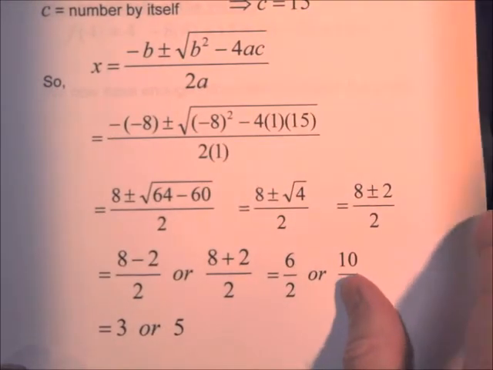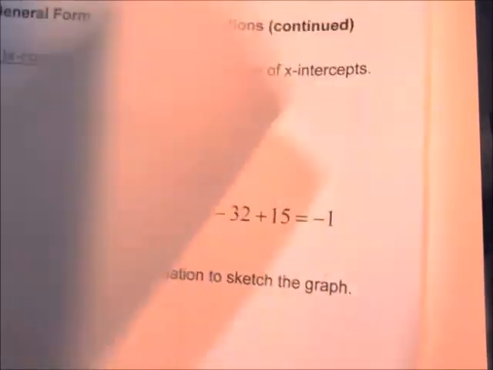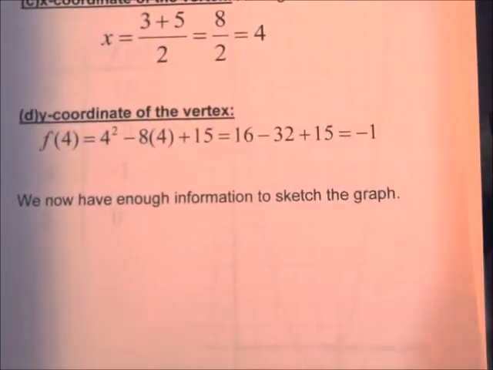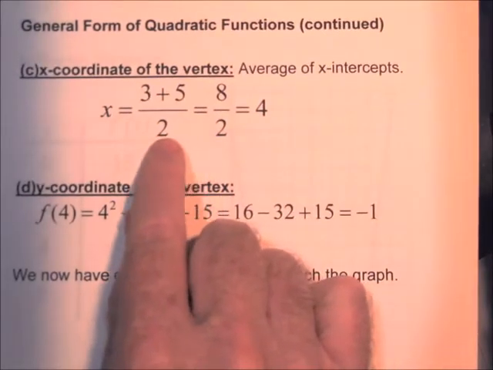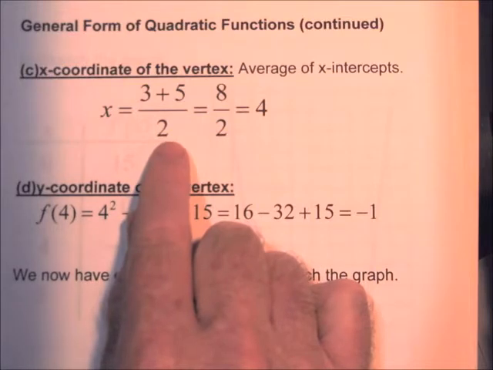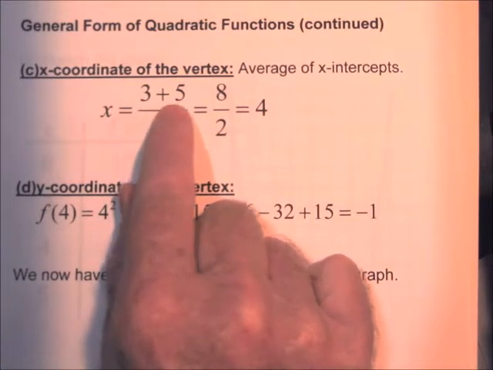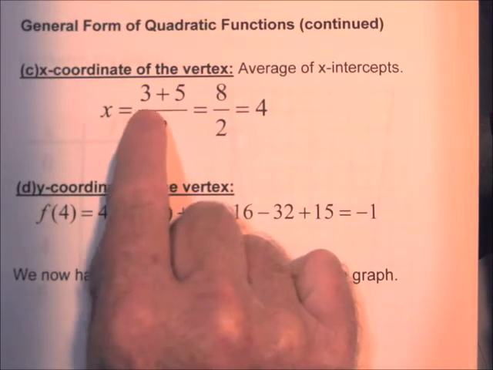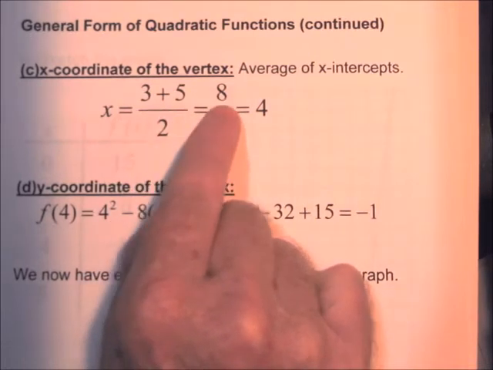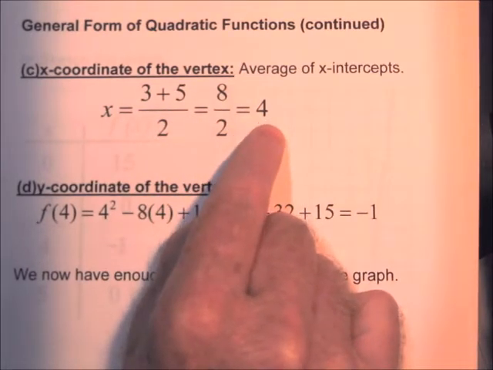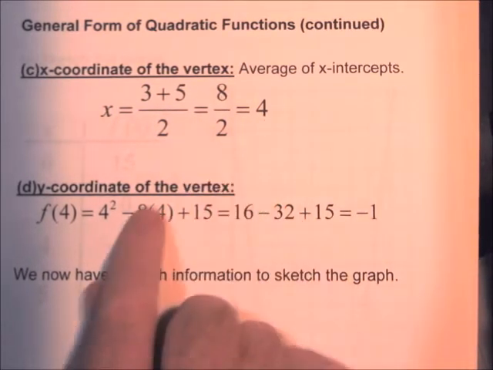Okay, so the x-coordinate of the vertex. The vertex is halfway between the two x-intercepts. So regardless of how you found the x-intercepts, once you get the x-intercepts, you can compute the vertex. 3 plus 5 is 8. 8 divided by 2 is 4. So the x-coordinate of the vertex will be 4.